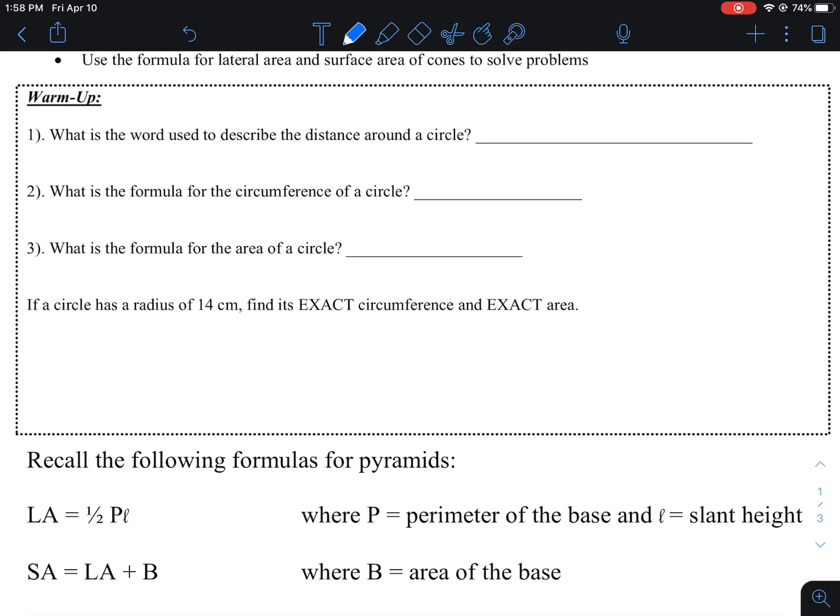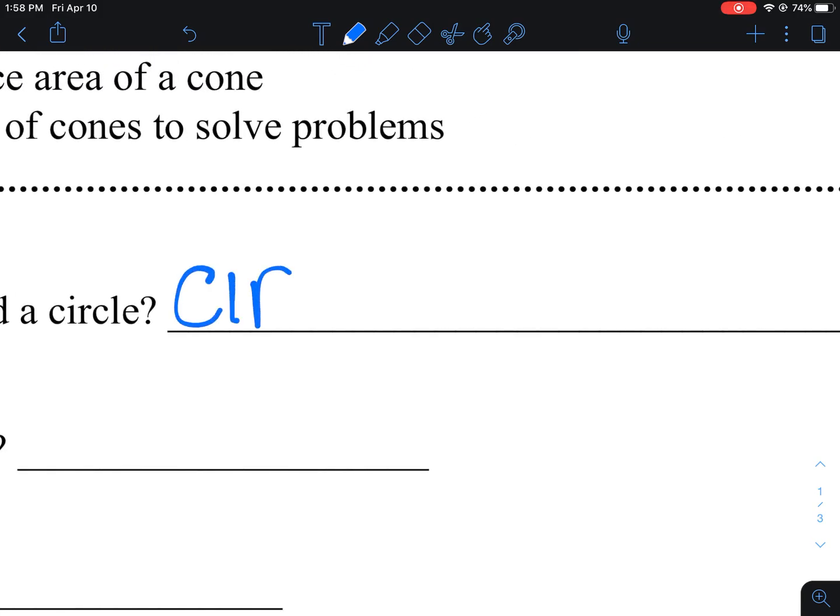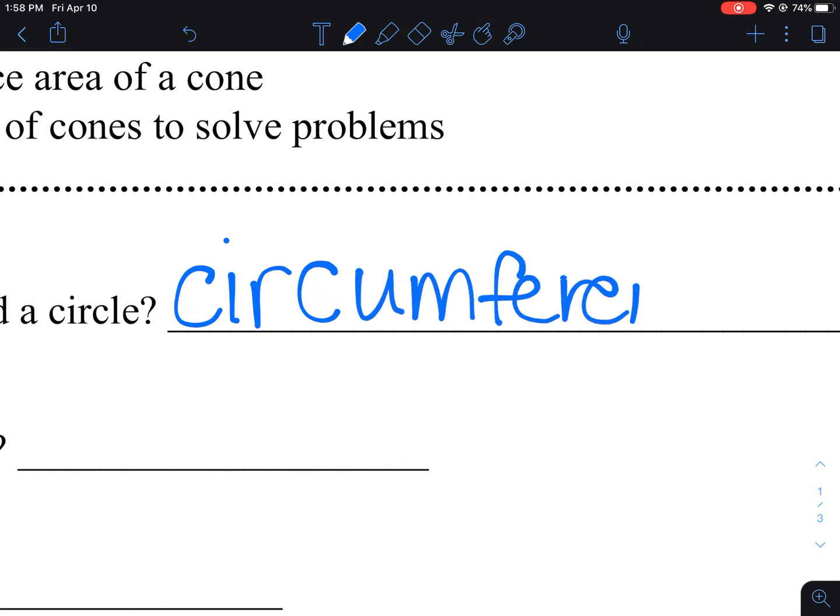This warm-up, either you can pause it and try to do it for yourself. It's all stuff that you've learned before, so you could try it or just keep following along. This says, what is the word used to describe the distance around a circle? So that was circumference, if you don't remember. Circumference.